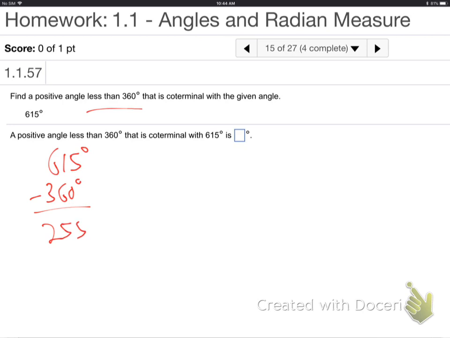255, I think. Yeah, 255. That's it, done. So if it's more than 360, just take out the 360. If it's way more, just keep subtracting 360s until it gets under 360.